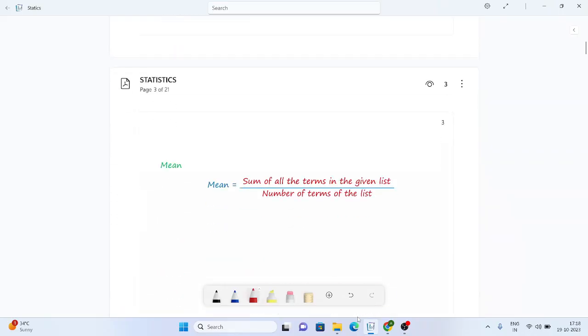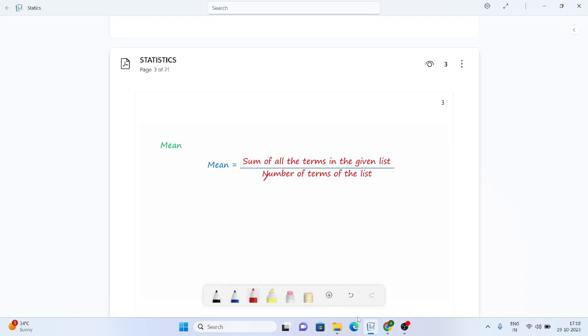Okay, so first is mean. What is the mean? Mean is the sum of all the terms in the given list, and then you divide that sum by the number of terms in the list, then you get the mean.